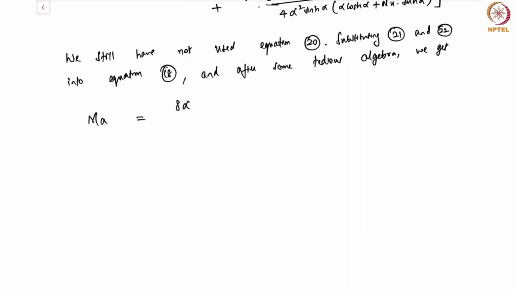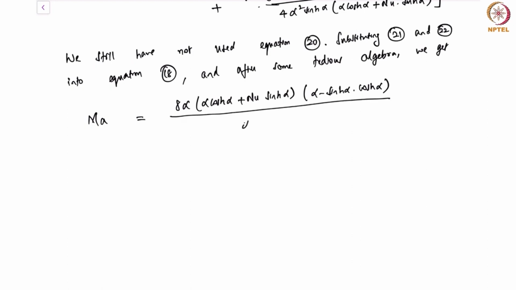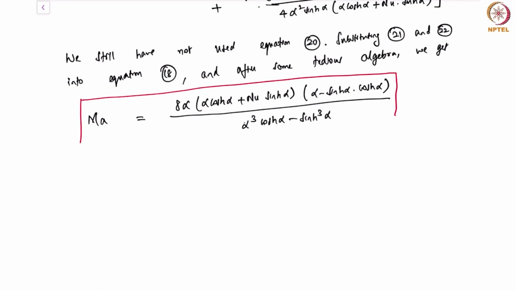This becomes 8 alpha cos h of alpha plus Nusselt number times sin h of alpha minus sin h of alpha times cos h of alpha, whole divided by alpha cube cos h of alpha minus sin h cube of alpha. This basically is the expression for the Marangoni number at the interface.